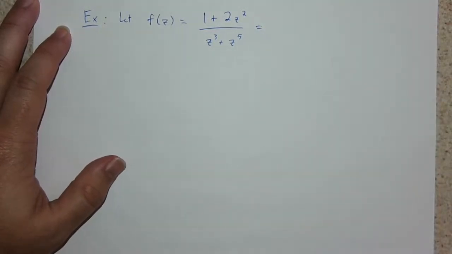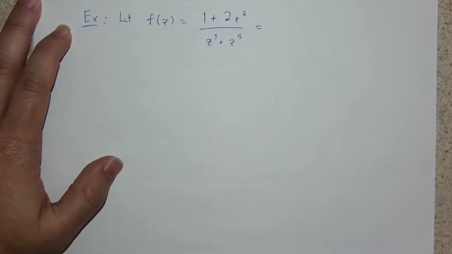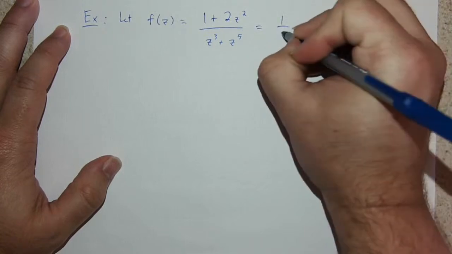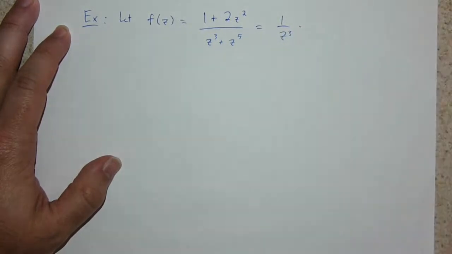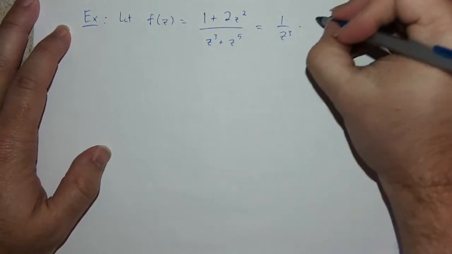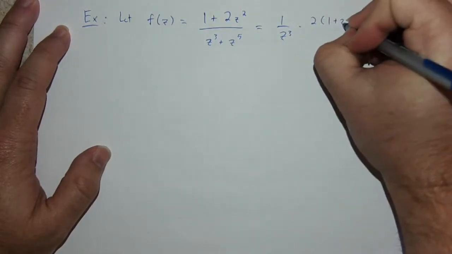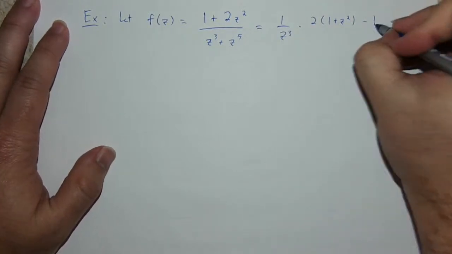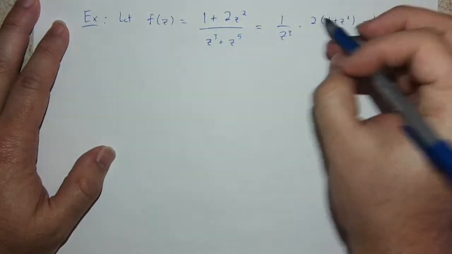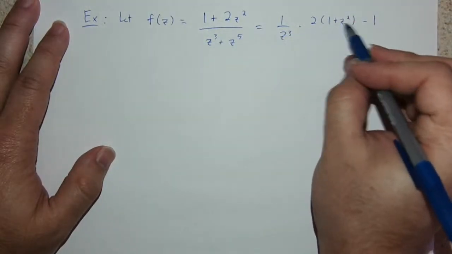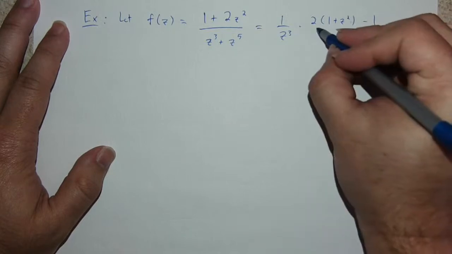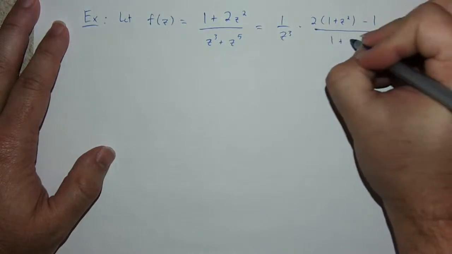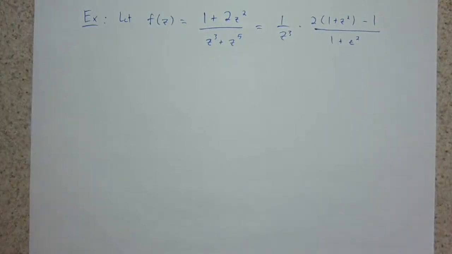I can factor out a z cubed from the denominator, so this is 1 over z cubed times 2 times 1 plus z squared minus 1. This is just a fancy way of rewriting this, so you can just check. This would be 2 plus 2z squared minus 1, so this would be 1 plus 2z squared, so that's fine. Why would I rewrite it like this? Because once I factor this z cubed out, what I get down here is 1 plus z squared. And that's why I wanted to write it like that.